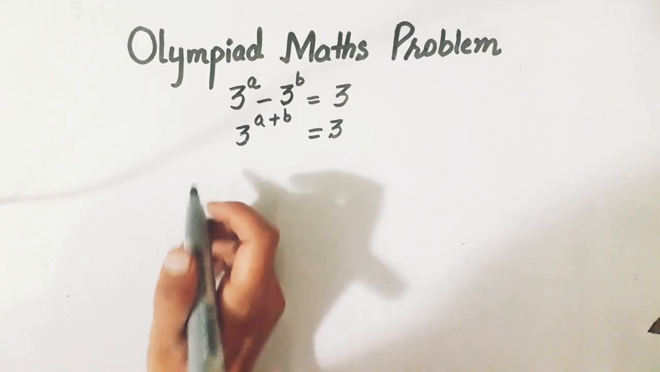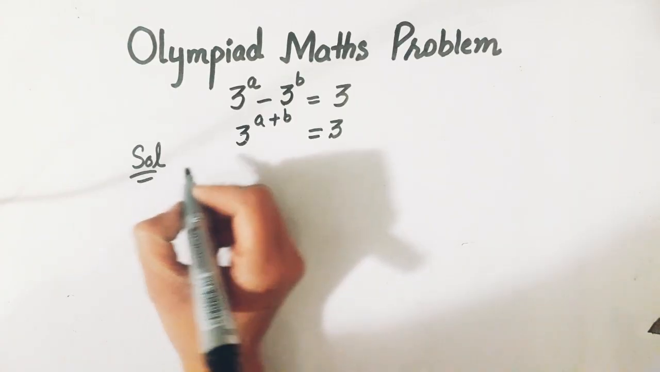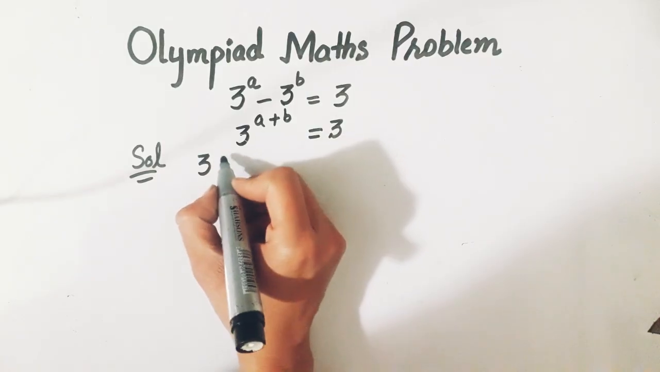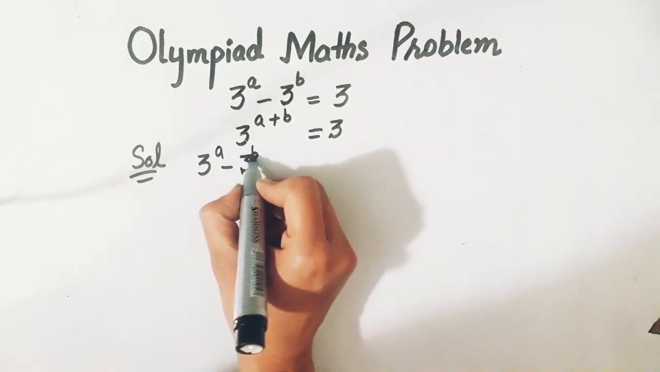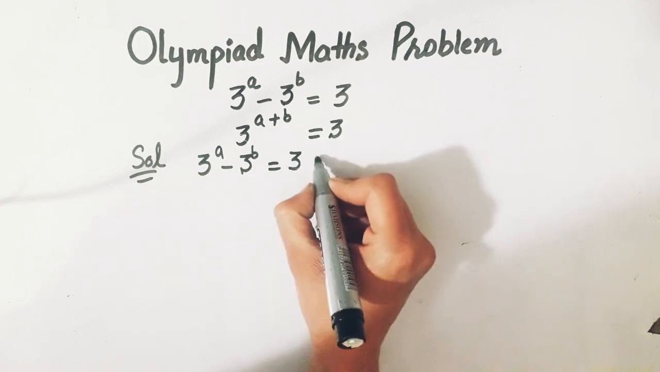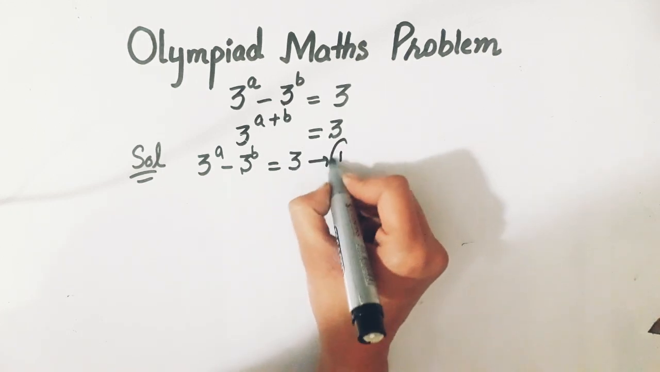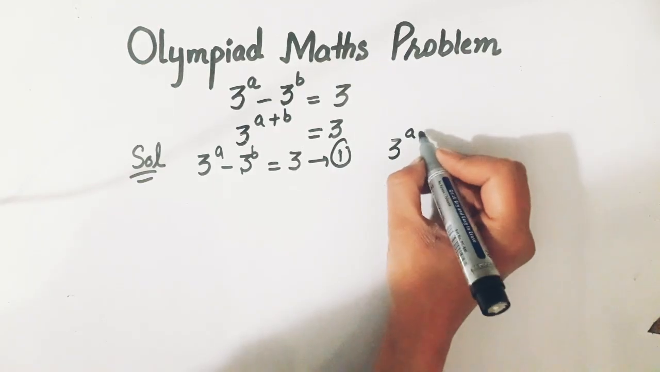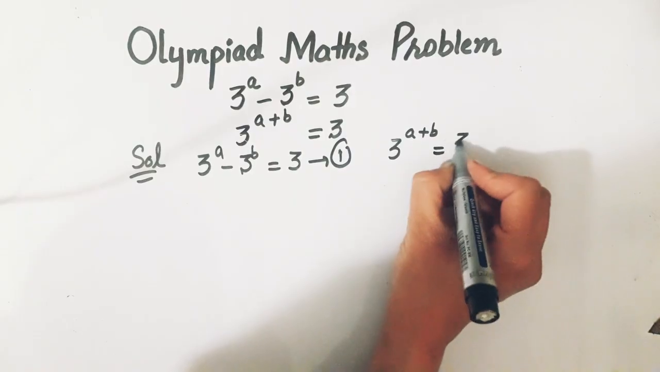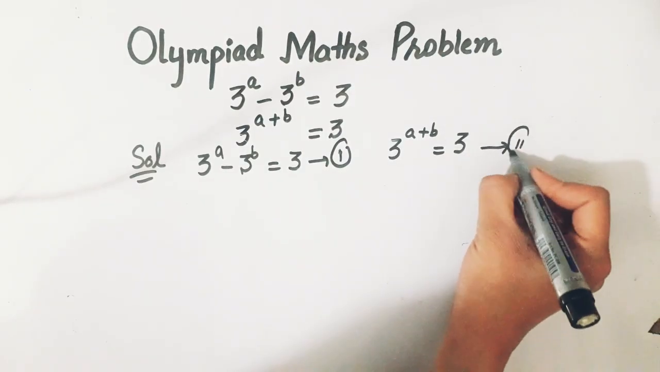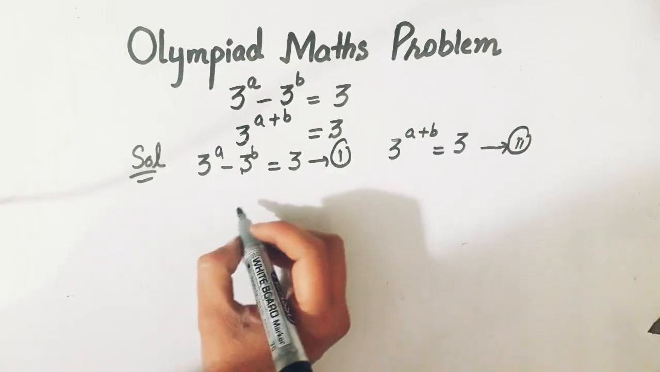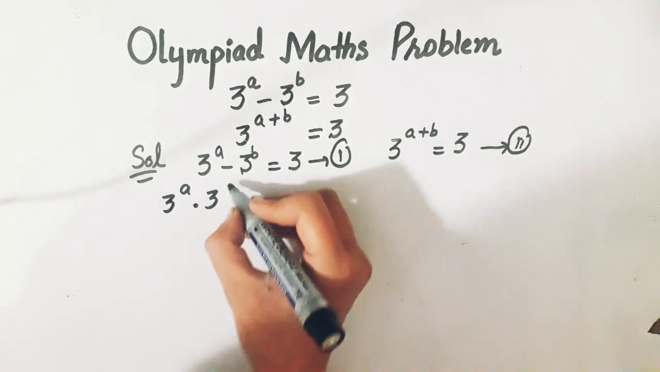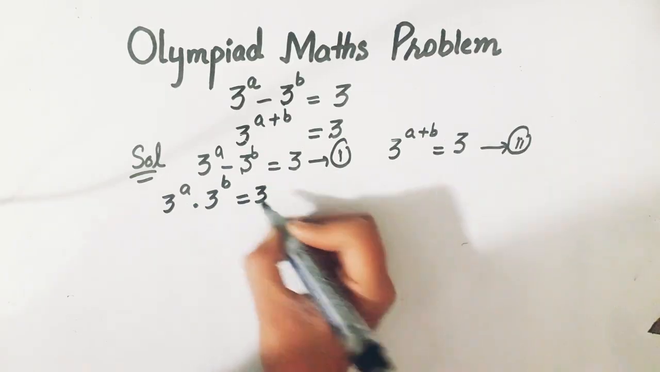First of all, we will consider the first equation, that is 3 raised to power a minus 3 raised to power b equals 3. This is equation 1. And the other one is 3 raised to power a plus b equals 3. This is equation 2. Now we can write 3 raised to power a plus b as 3 raised to power a times 3 raised to power b, that equals 3.